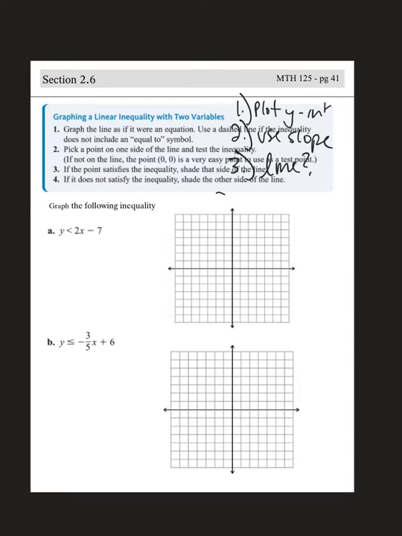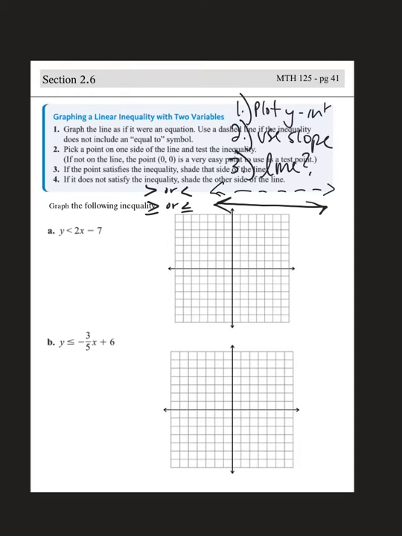If you are drawing a broken line, that means that you are using either a greater than or less than symbol. So this is essentially the same thing as a hollow circle. If you have a greater than or equal to or less than or equal to, then you are going to draw a solid line. So that's a big thing.